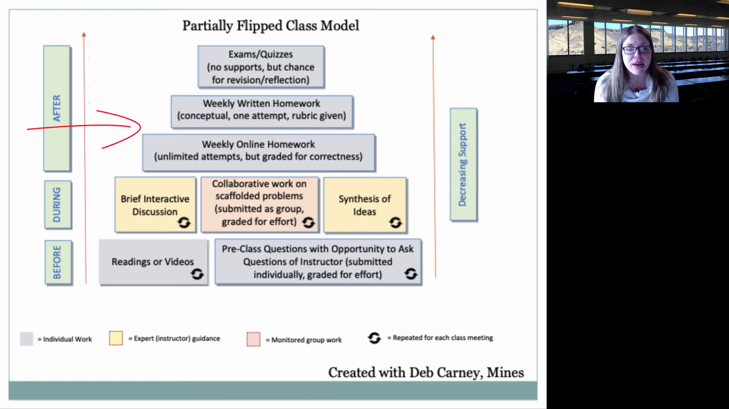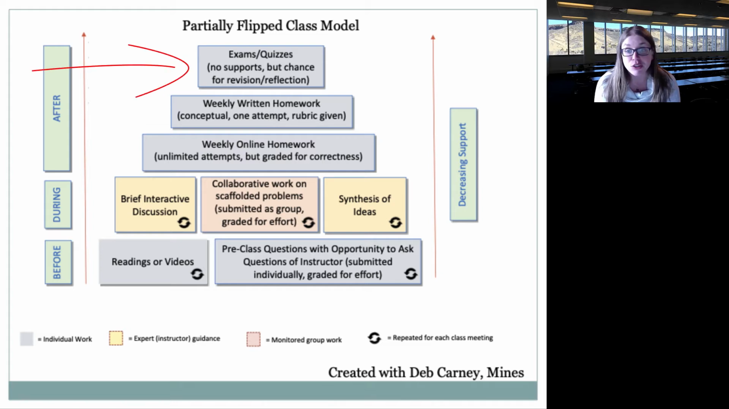Outside of class, they have a mix of homework. There's weekly online homework, which is more computational. Here they have unlimited attempts, but it is graded on correctness now, not on effort. And then there's written homework where it's very conceptual, and there's less support. They only get one attempt at the homework to turn in, but they are provided a rubric to help them know what's expected. So you can see this progression that as we move up this pyramid, we're providing less and less support.